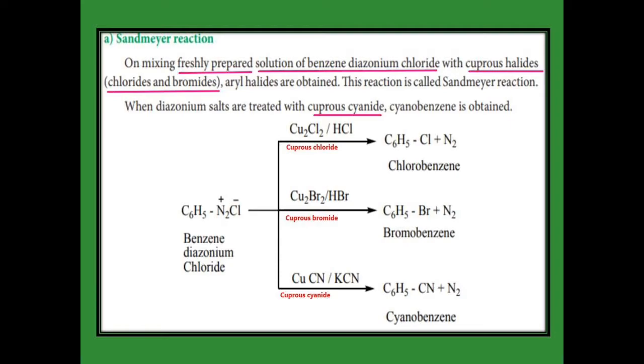And when the benzene diazonium chloride is reacted with cuprous cyanide, CuCN, in the presence of potassium cyanide, we get C6H5CN. We remove the nitrogen as well as the chlorine, so we get cyanobenzene. This type of reaction is called the Sandmeyer reaction. Whatever the naming reaction, it is an important reaction.